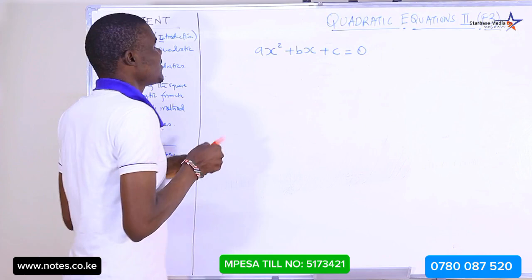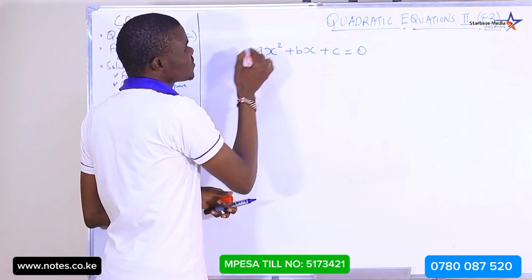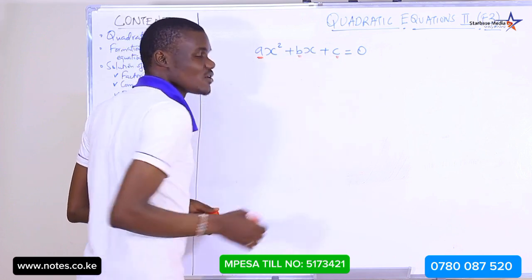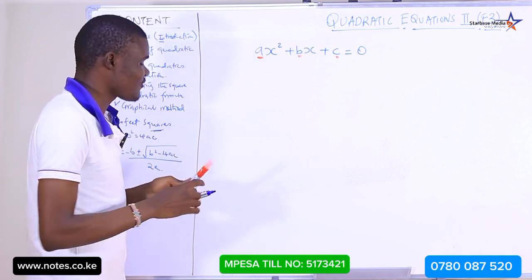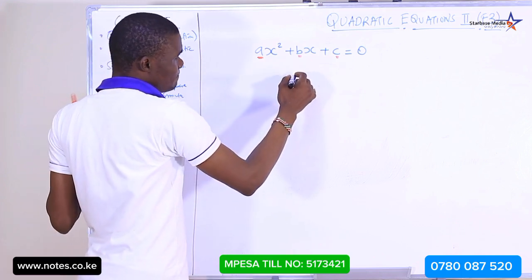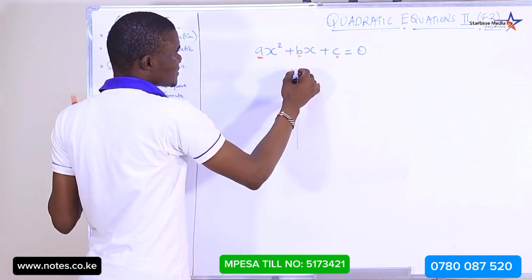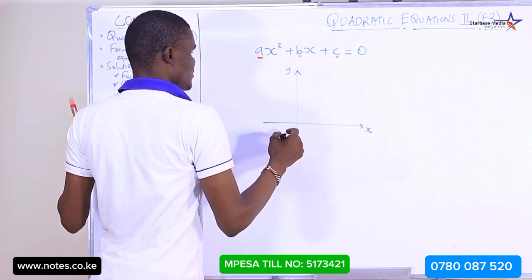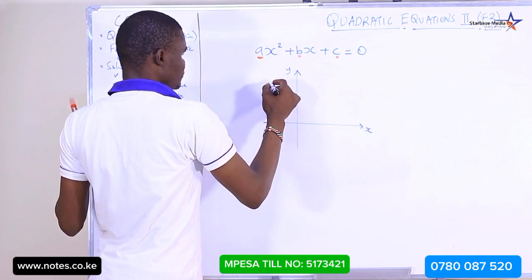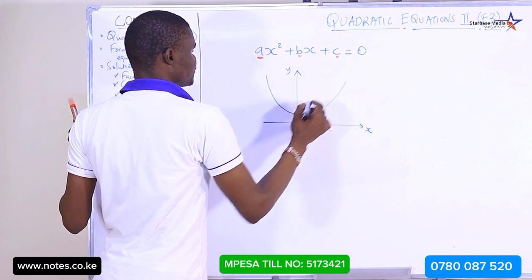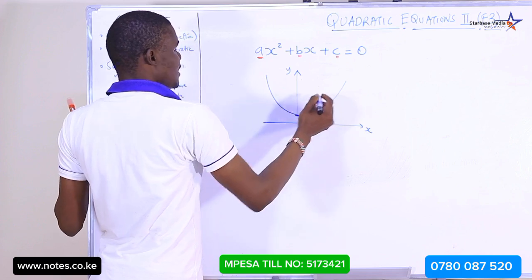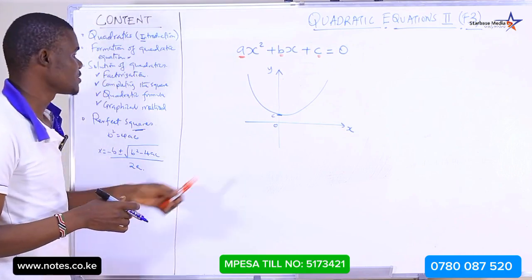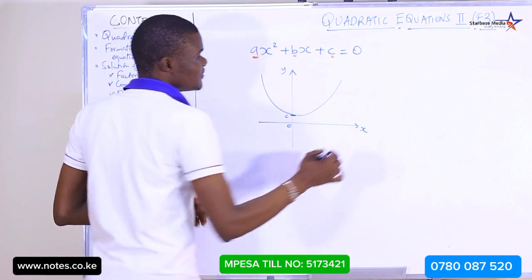Basically, this a is the coefficient of x squared, this b is the coefficient of x, and this c is the constant. Or rather, when you have a graph, it is where the line cuts the y-axis. That is the c we are talking about. So when you have a curve like this, this point where it cuts the y-axis, this is what we call the c.